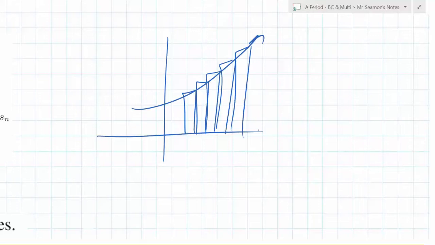What would this be? Would this be left or right? Right hand. You look at where it touches the function. So look at one of the rectangles here. It touches at the right. This would be right hand. So this is increasing? You can figure it out. You got it. So this would be right hand.